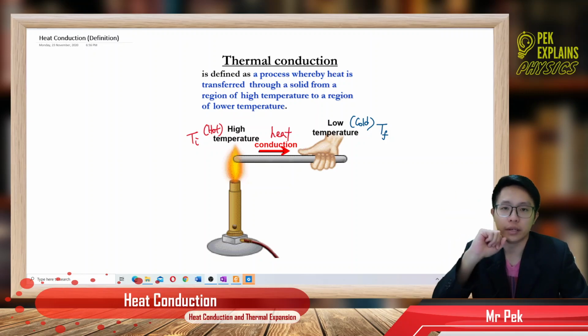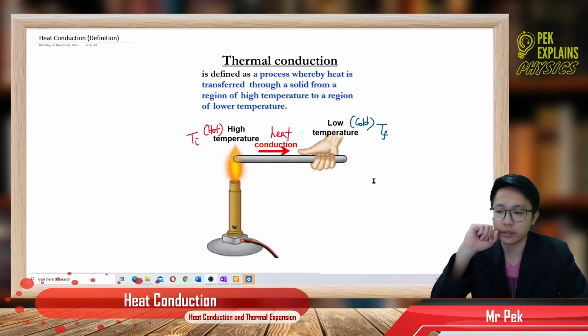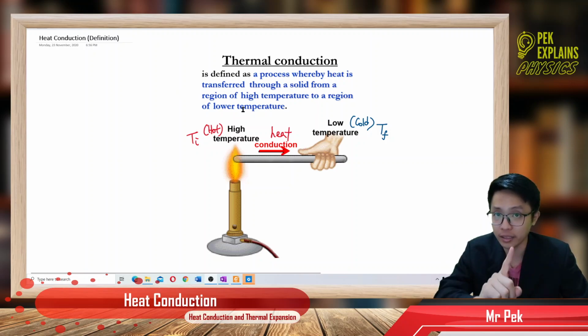What is actually heat conduction? Heat conduction is also known as thermal conduction. It is defined as a process whereby heat is transferred through a solid from a region of high temperature. Heat travels from high temperature to a region of lower temperature.